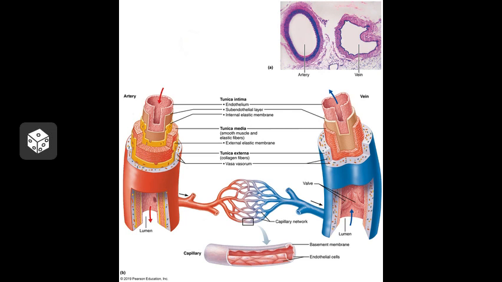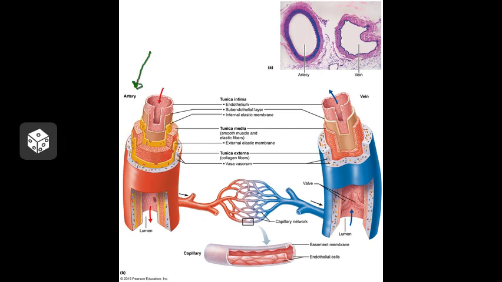Now, how these things are built and what tissue is found in these different layers is going to be different whether we're talking about an artery, an arteriole, a capillary, a venule, or a vein. So let's get started taking a look at how each one of those is made. Let's look at the artery first.